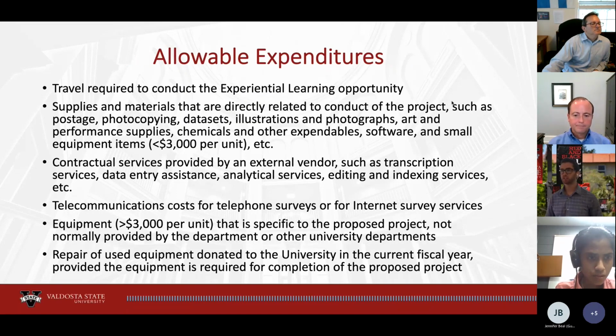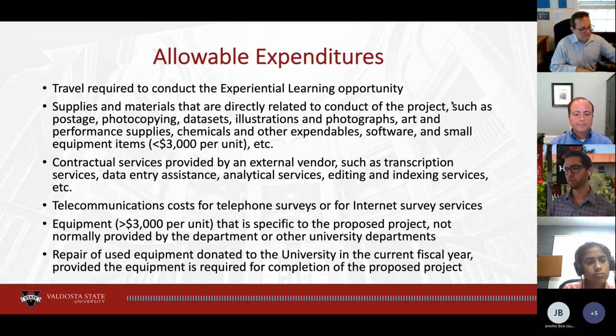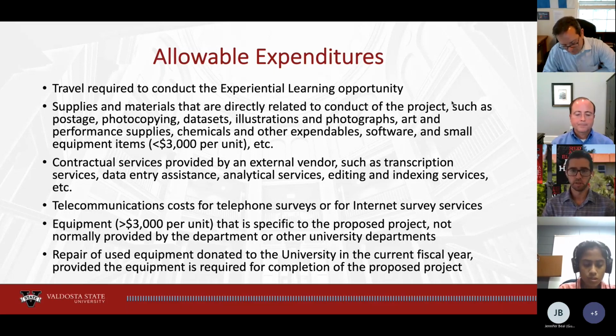In terms of allowable expenditures, again, this is all online for you as well. But basically, it speaks about how the supplies and materials should directly relate to the conduct of the project. It could be all sorts of different equipment, but things are typically not provided by the department or other university departments. So a lot of different things here. This is just more so for informational purposes, but again, this is all online for you. And I'll go back to that link at the end just to show you where to look for these things.